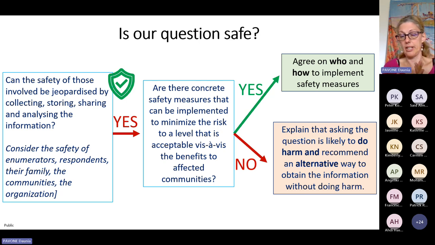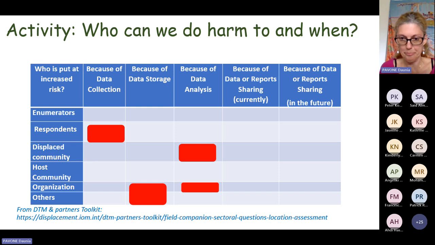If we can then implement some measures to minimize this risk, we should do that, and we should identify roles and responsibilities and then implement them. If not, we do need to go back to the drawing board and redesign that question. That's why it's so important that we do this in advance, before we design and finalize the tool for data collection, and we look further at what happens after, so that we can prevent that harm from being done by designing the question differently.